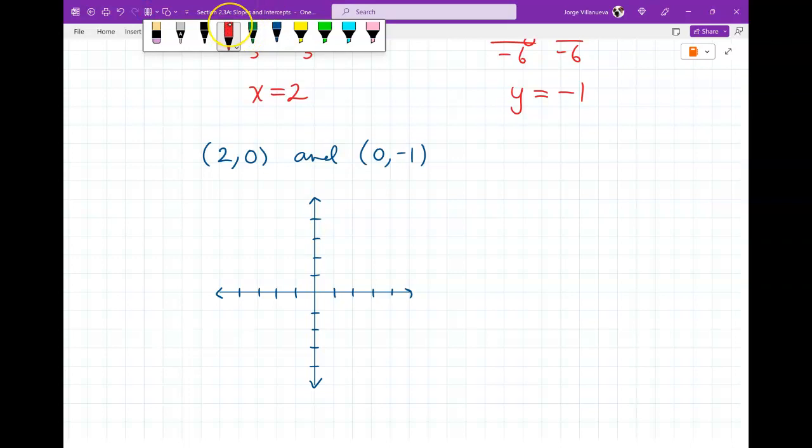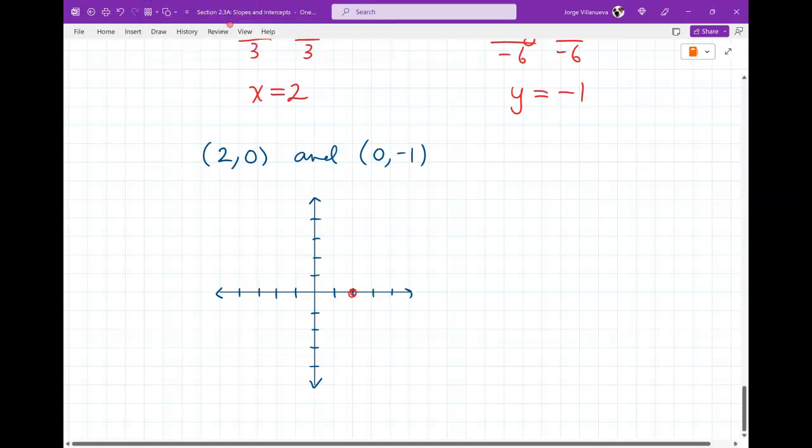Now notice 2, 0 is on the x-axis. That's why it's called the x-intercept, because it's touching the x-axis. Okay? 0, negative 1 is on the y-axis. That's why it's called the y-intercept. Okay? And then just connect your dots, and you're done.